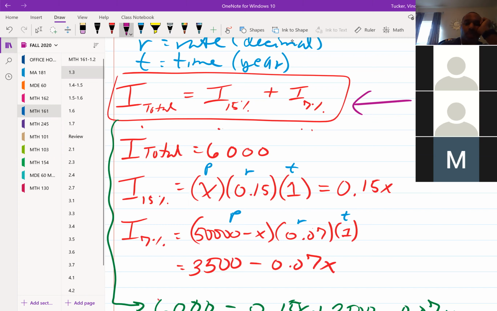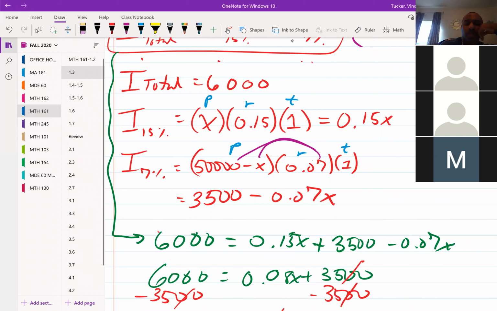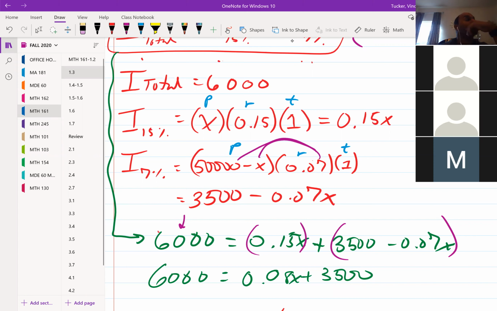Any questions before we go to the next step? All right, so setting up our equation, that's what we have right here. Let me go ahead and delete some of this stuff. That's the 6,000, 0.15X, and then 3,500 minus 0.07X. All right, so before we go any further, any questions on the setup?